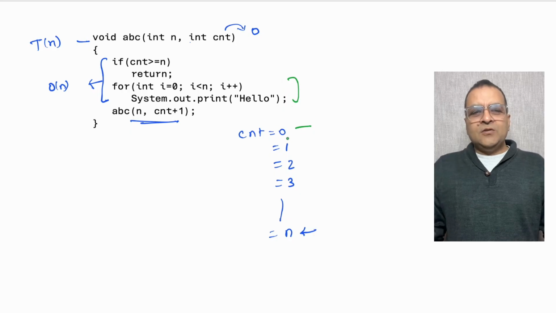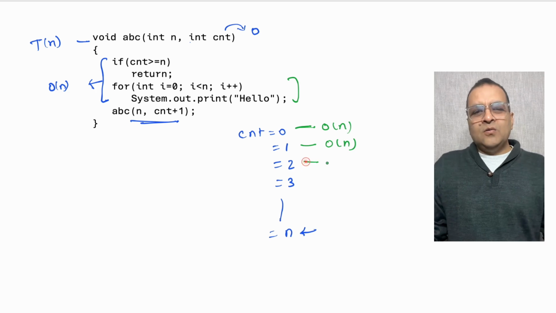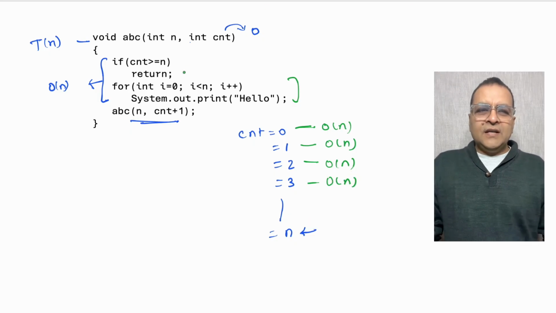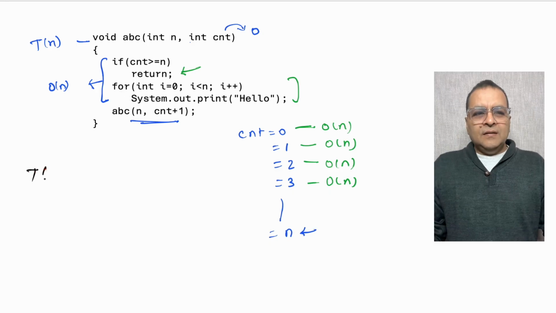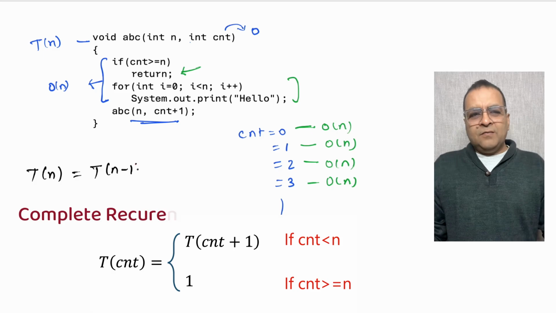It means that when the function is called for count is equal to 0, the function takes order of n time. When the function is called for count is equal to 1, the function takes order of n time. When the same function is called for count is equal to 2, the function again takes order of n time. Every instance of the function takes order of n time, except obviously the last instance where the function is just returning from here because it is hitting the terminating condition of the recursion. What is the recurrence of this function? In this case, time taken by the function for n is equal to time taken by the function for n minus 1, because we are calling the function, plus big O of n.